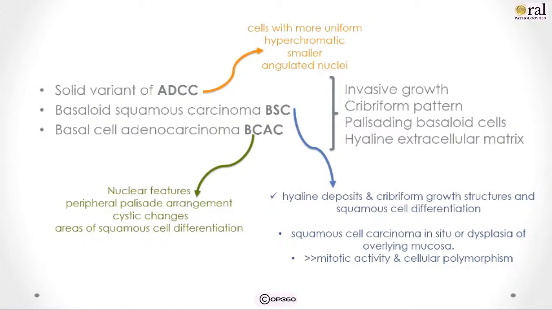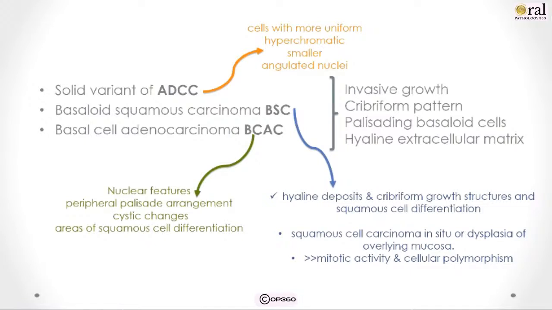Within the basaloid squamous cell carcinoma, hyaline deposition and cribriform growth structures are present, as well as squamous cell differentiation. In addition to this, squamous cell carcinoma in situ or dysplastic changes within the overlying epithelium could be helpful in diagnosis. Mitotic activity and cellular polymorphism are higher in this entity than the other two. So in basaloid squamous carcinoma, we predict more mitotic activity and cellular atypia than the two others.